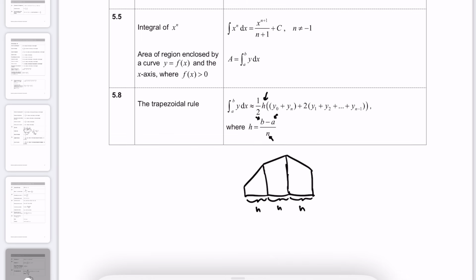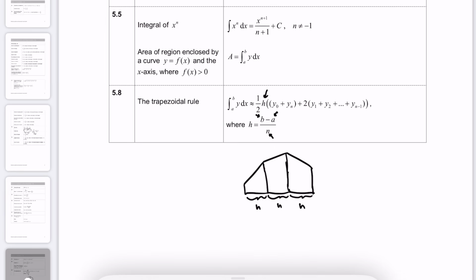So when we go back to that question, we'll see this h is equal to b minus a over n, but it's a lot easier, I think, oftentimes if we have a visual especially, to just look at the length of these intervals, this bottom portion of our trapezoid.